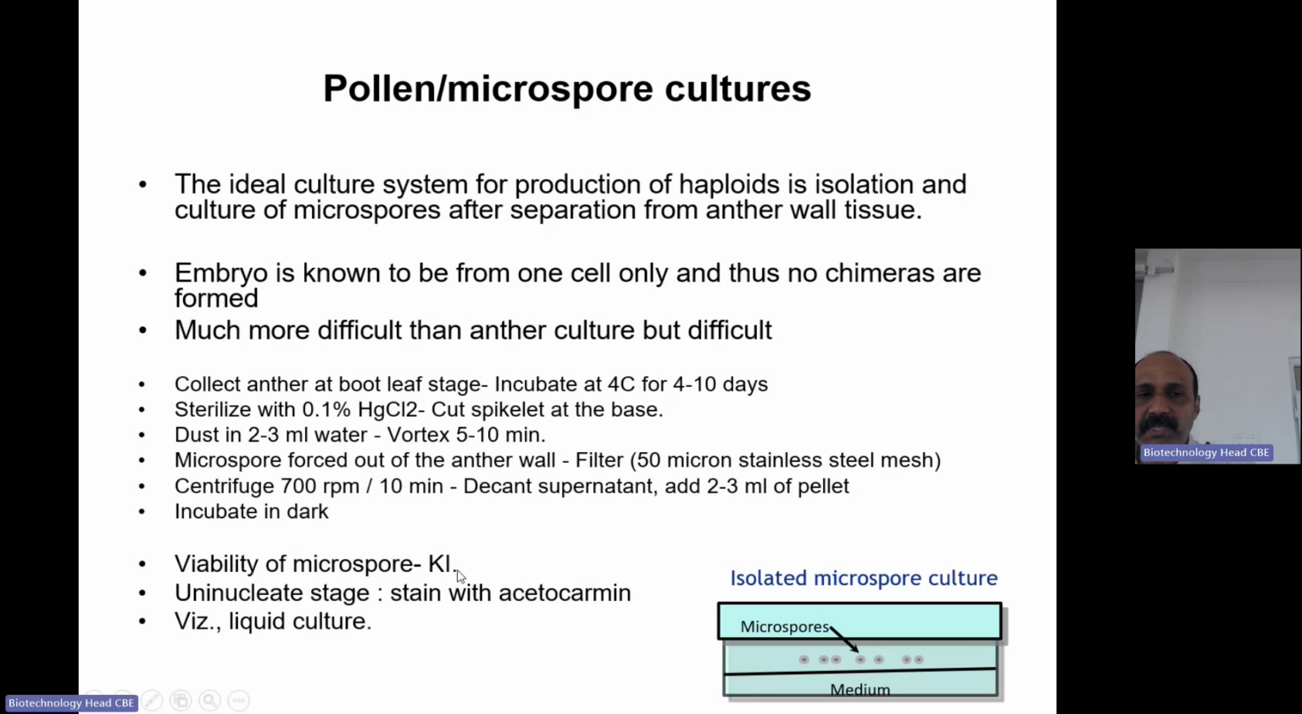The viability of those microspores can also be checked with potassium iodide. Potassium iodide will stain starch grains, right? Iodine will stain starch, so more starch grains means more viability. If there is no staining, it means the pollen grains are dead. Or, at the uninucleate stage, staining with acetocarmine will stain the nucleus so that we can see the nucleus present inside. And we can also culture in liquid media instead of semi-solid media.